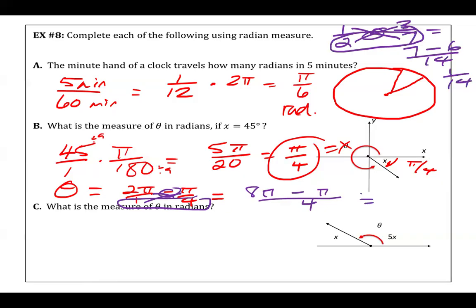All right, what's 8 pi minus 1 pi? So what's left would be 7 pi over 4. That would be our theta.